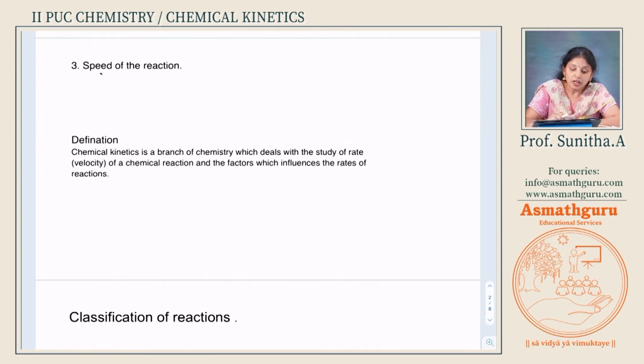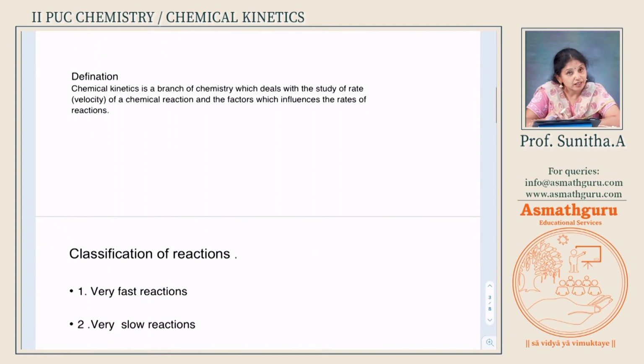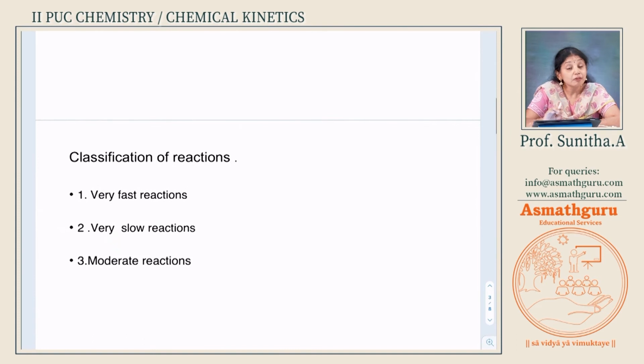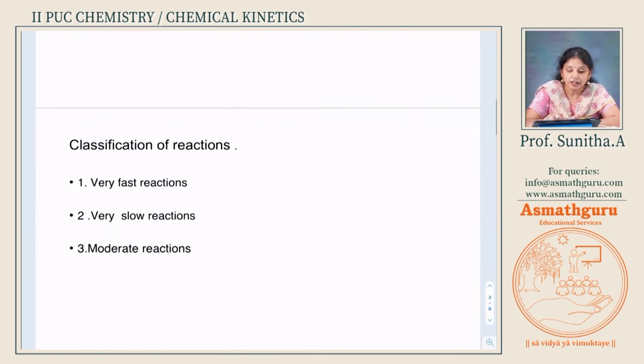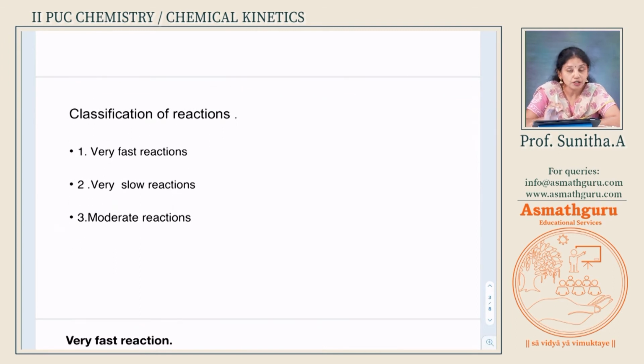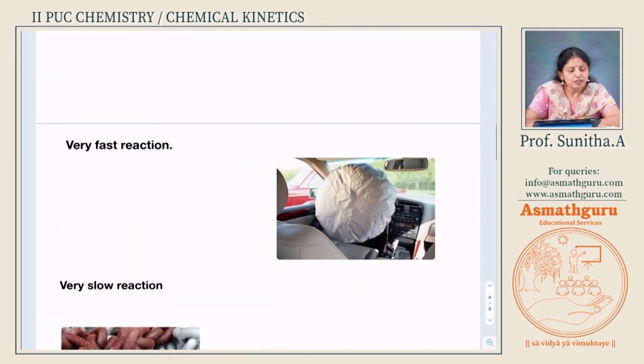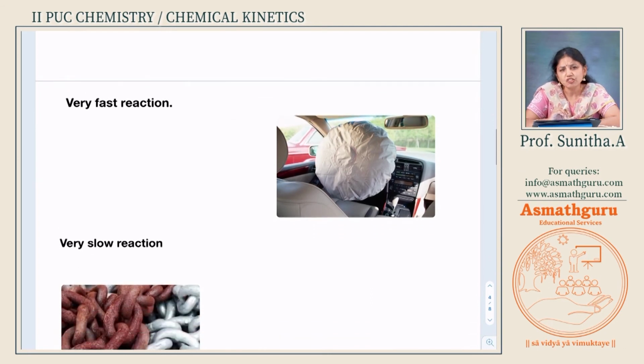Now, how do you classify chemical reactions? Chemical reactions based on speed, the rate, are classified into three broad classes: very fast reactions, very slow reactions, and moderate reactions. The first one, let's concentrate on very fast reactions. These are the reactions which take place at very, very lightning speed.